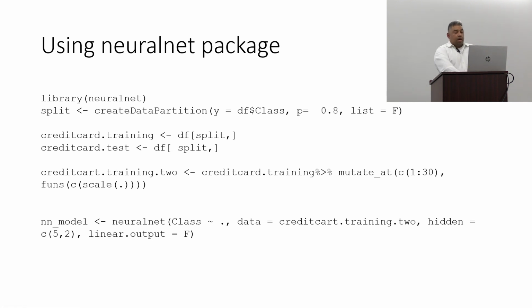And then down over here at the bottom, this is the actual neural net function that you would use to build the neural network model. Some of the parameters here: we have our class variable, which is our variable of interest, then the tilde, and this dot indicates we're going to use all the variables as the independent variables for our model. Next, we pull in the training data set, and then we set the parameters for our hidden layer. Here we're going to put 5 nodes initially and 2 layers within our model. And then linear output is set to false.